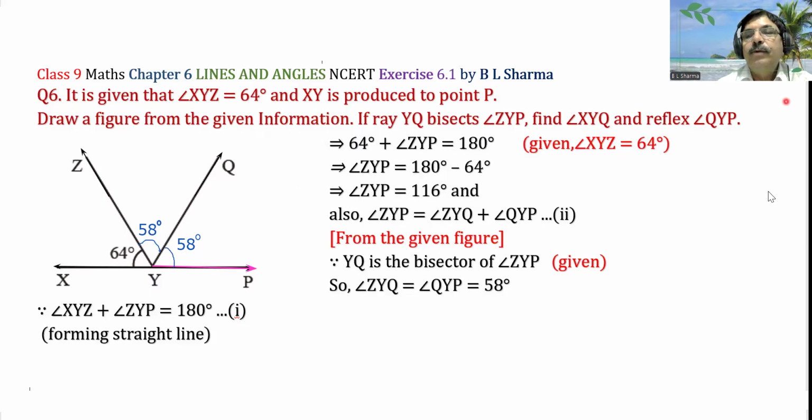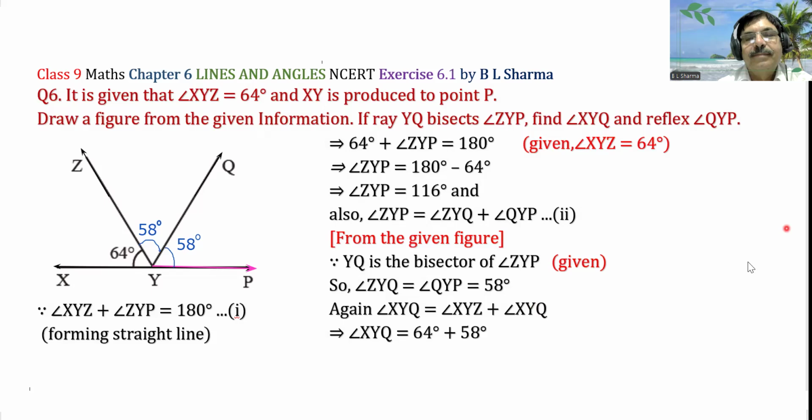अब हमें चाहिए, वी नीड नाउ एंगल XYQ. XYQ मीन्स 64 प्लस 58. XYQ. This angle is 64 degree. This angle is 58 degree. What is the sum? That is 122 degree. So value of angle XYQ is equal to 122 degree. Now what is reflex angle QYP?